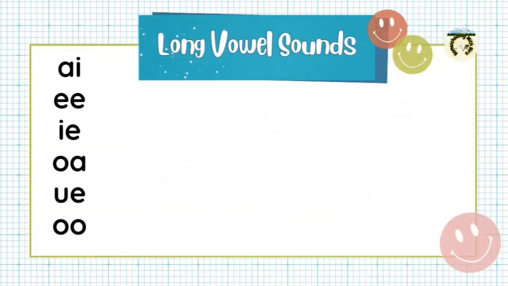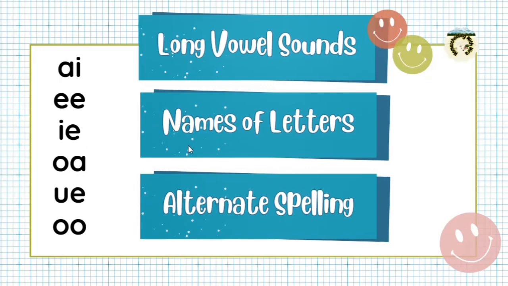So now let's check out the long vowel sounds. The long vowels are A, E, I, O, U, and oo. These are the names of the letters most of the time, but the tricky part here is that they also have alternative spellings. Except for the long vowel oo that is written with two O's, all these long vowels say their names. Let's listen to them once again. A, E, I, O, U.